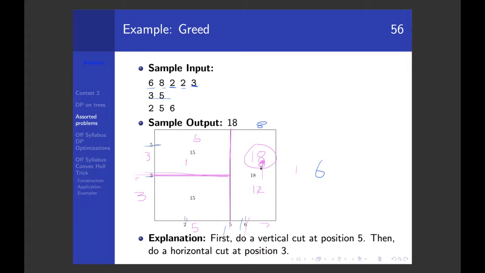Does this question make sense? Importantly, there are constraints on the slices we can make.